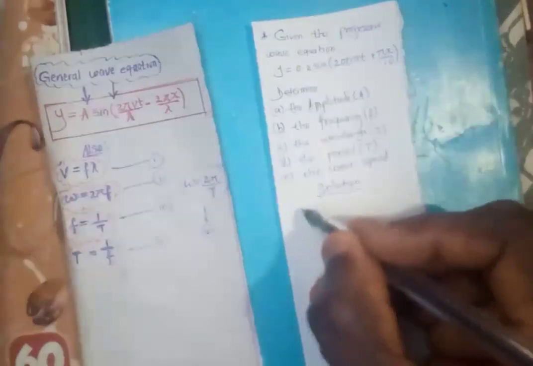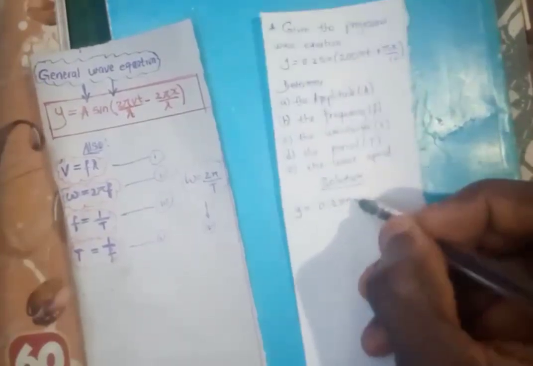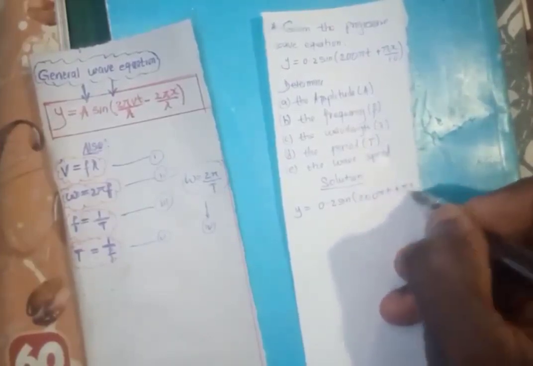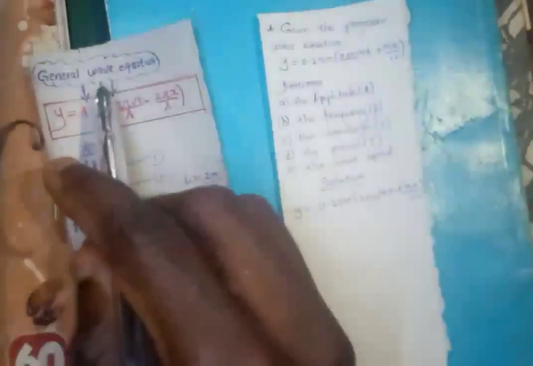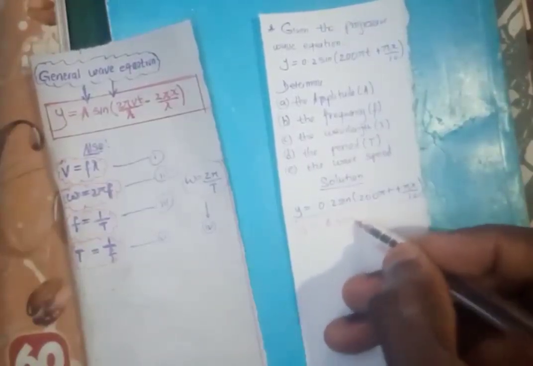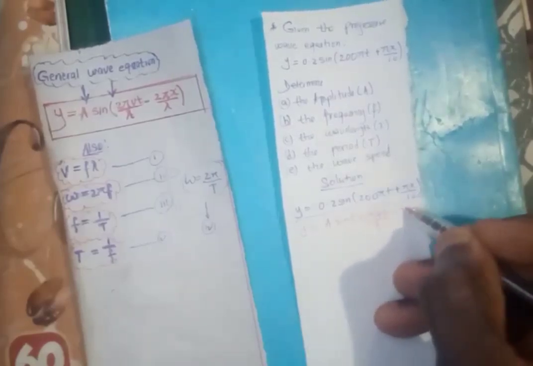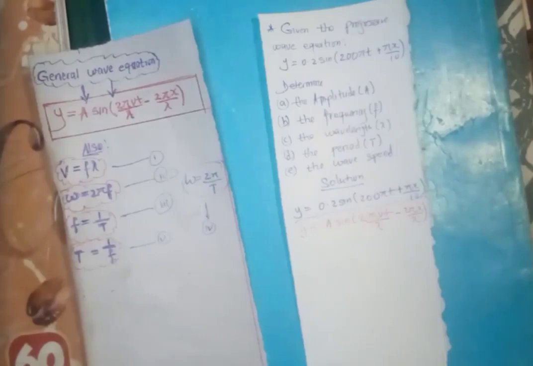Now, I will bring down the given equation. y = 0.2 sin(200πt + πx/10). This is the given equation. And from the general equation, we have y = a sin(2πt/T − 2πx/λ). Just like I have said, the basic principle here is just to compare the given equation with the general equation.